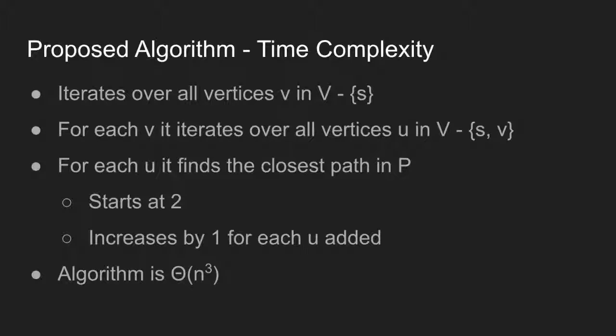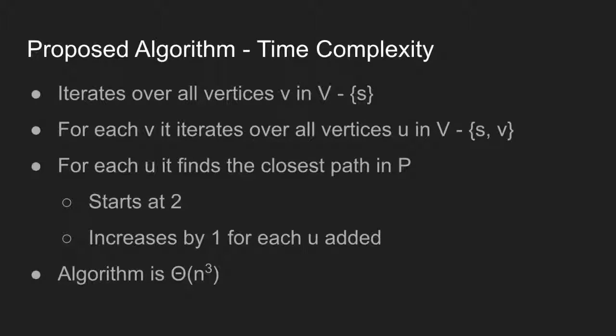The time complexity of the algorithm can be broken down fairly simply. First thing, you iterate over all vertices v in V minus s. It's going to loop n-1 times. Then for each of the v's, it will iterate over all vertices u in V minus the set {s, v}. That'll loop n-2 times. And then for each u, it's going to find the closest path in P. Now, the number of paths in P is equal to the number of vertices in the path.